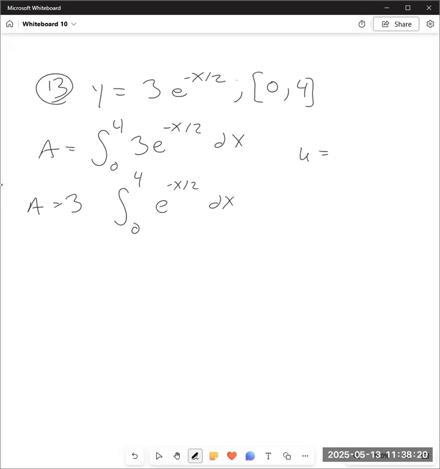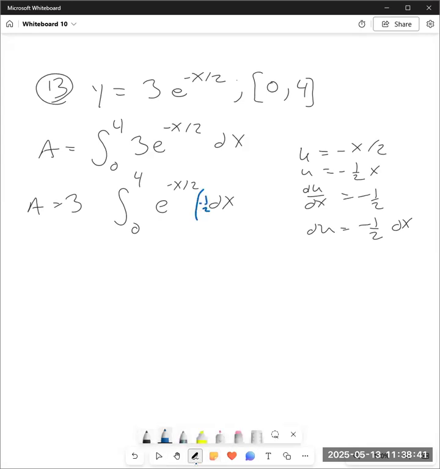I'm going to call u negative x over 2, or negative 1/2 x. du/dx is negative 1/2. du is negative 1/2 dx. I'm going to multiply by a negative 1/2 on the inside and multiply by a negative 2 on the outside to balance it out. That gives me a is equal to 3 times a negative 2, which is a negative 6.